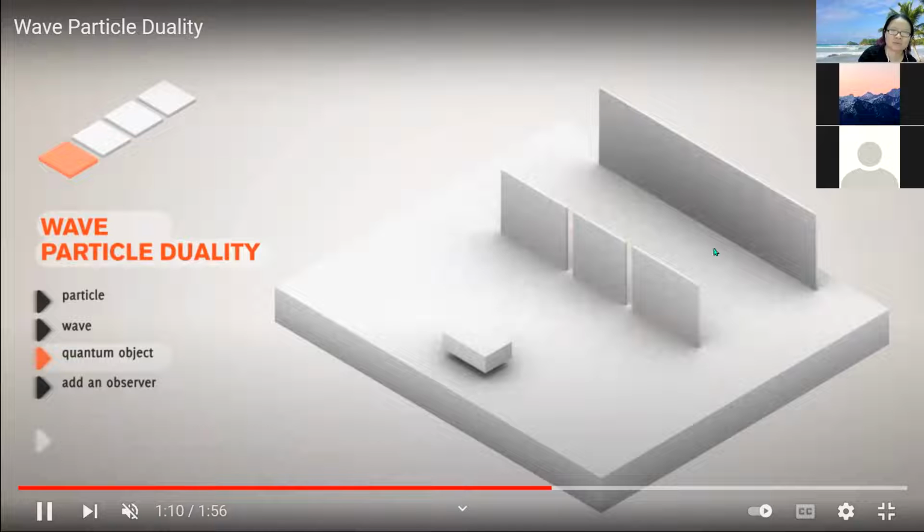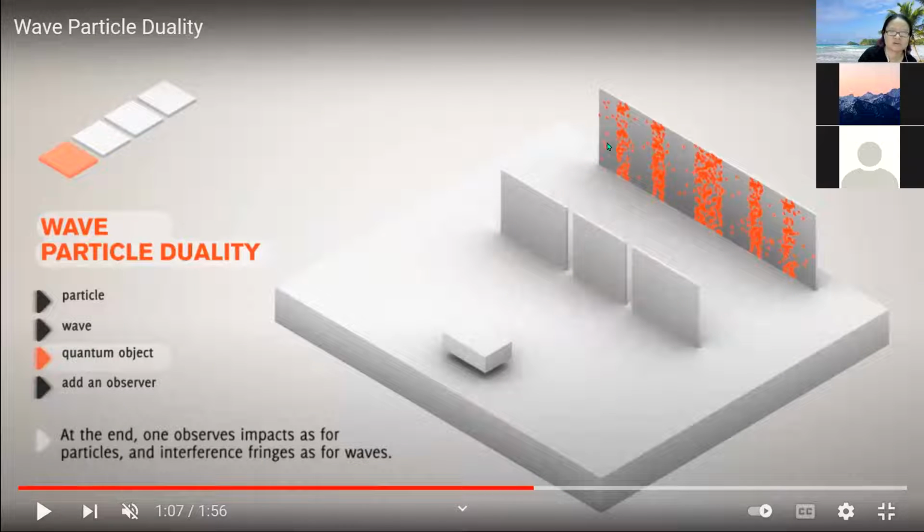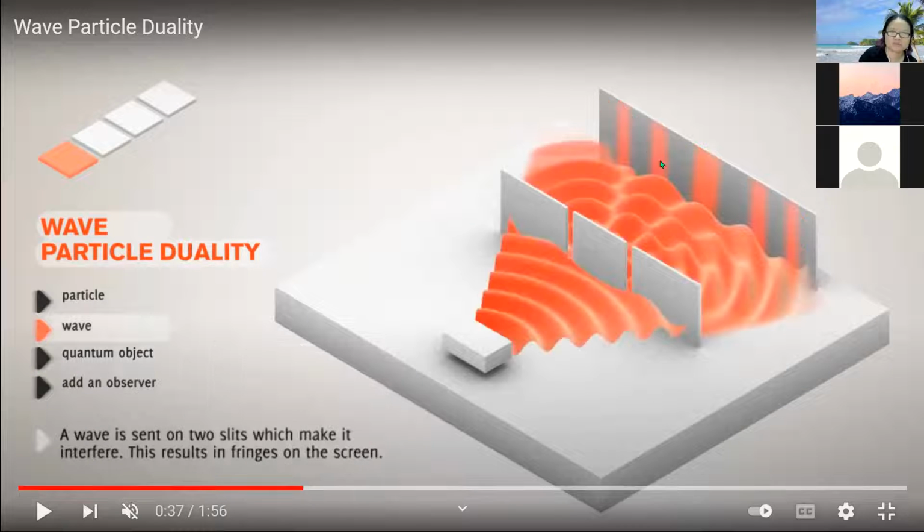So we get the bright and dark fringes, which I shall pause for you to see a bit faster. You can see the bright and dark fringes, which look a lot like these bright and dark fringes.